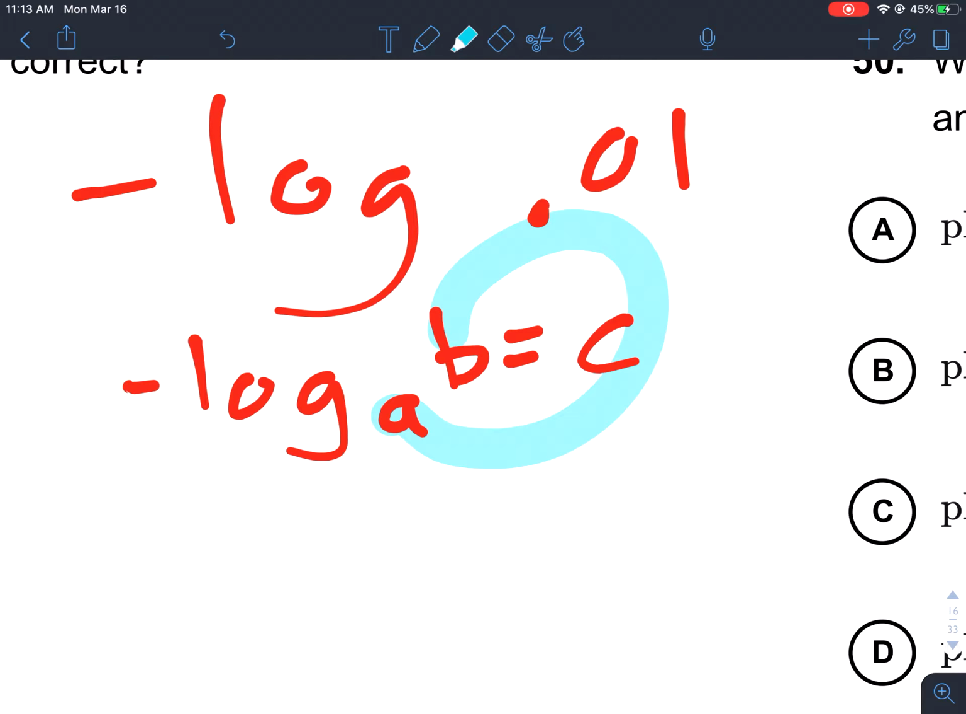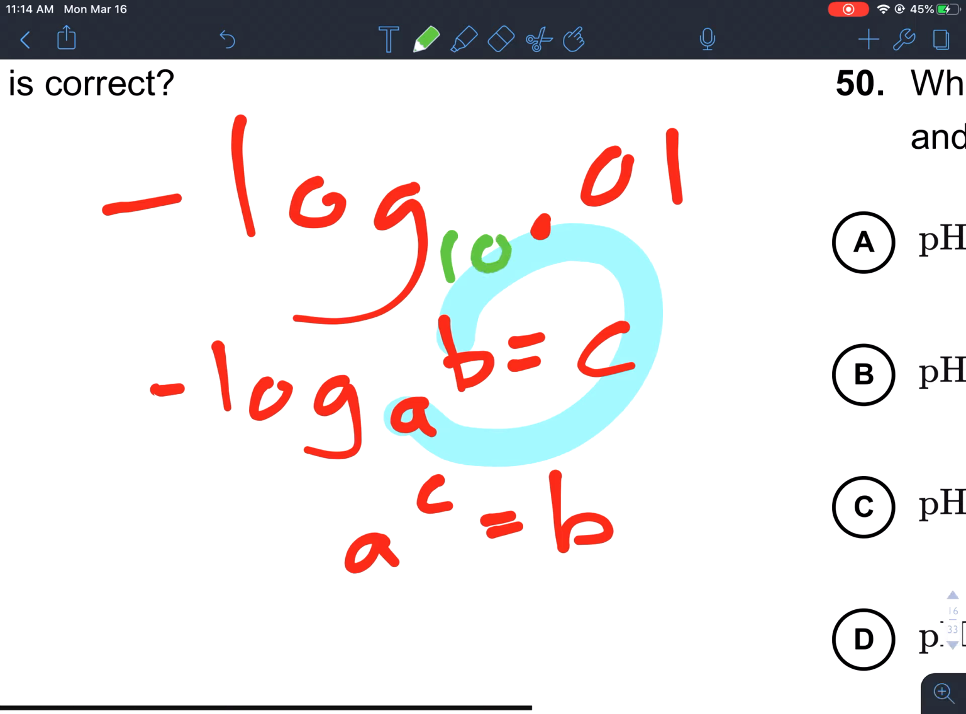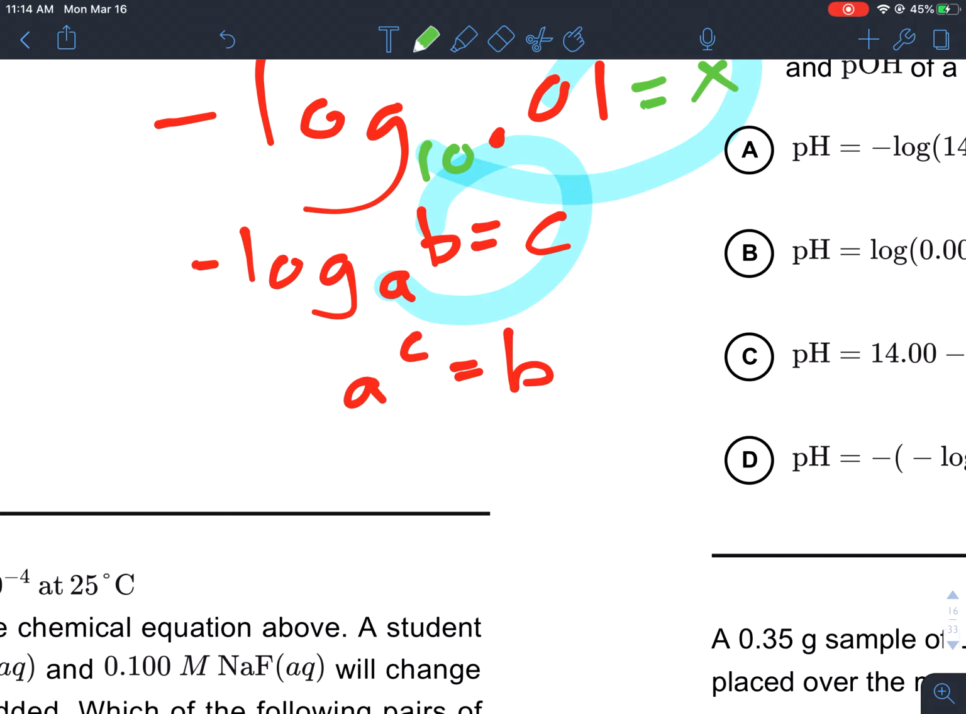You guys remember that? You say a to the c is equal to b, okay? Now, this is a log base 10 here, so we're trying to find out what it means. Let's do the log roll: 10 to the x is equal to 0.01. That's how you do a log.